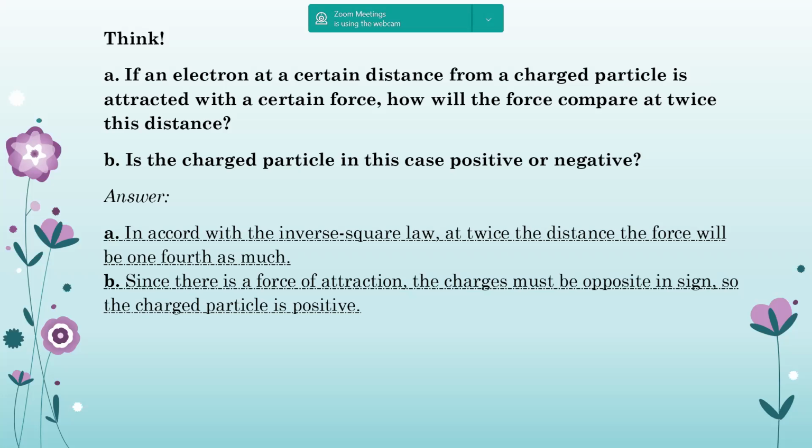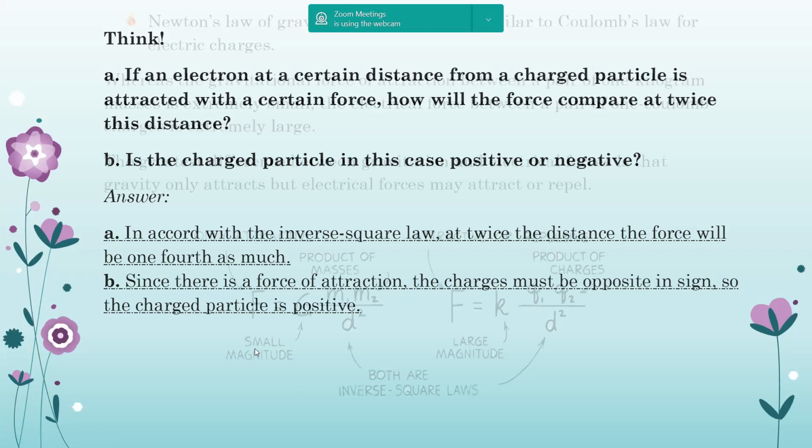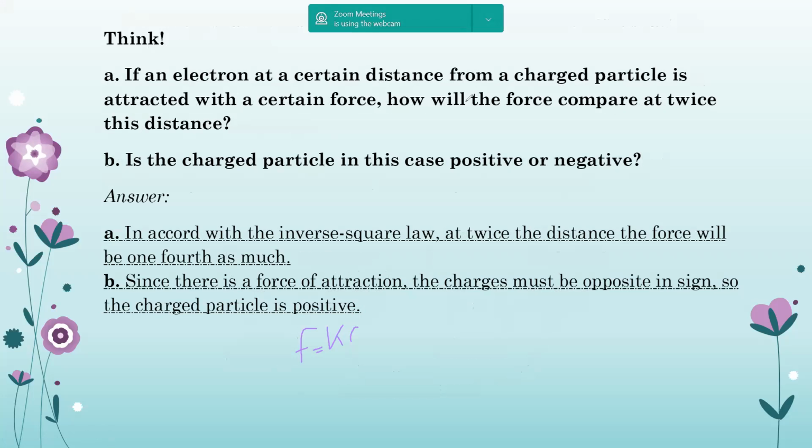Double the distance means it will be 2D, squared gives 4D squared. But since it is inversely proportional, the force will be 1/4. If you now triple the distance, what will you say? F is K Q1 Q2 over D squared. But instead of D now, you have to write 3D squared.